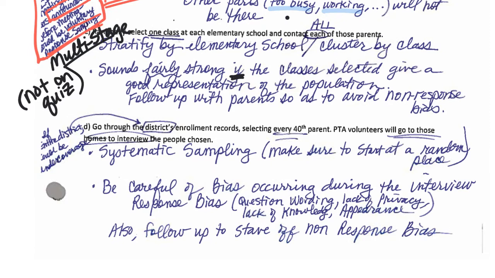All right, this next one. Randomly select one class at each elementary school. Okay, that in itself is stratified, because it's one of you and one of you and one of all of you.